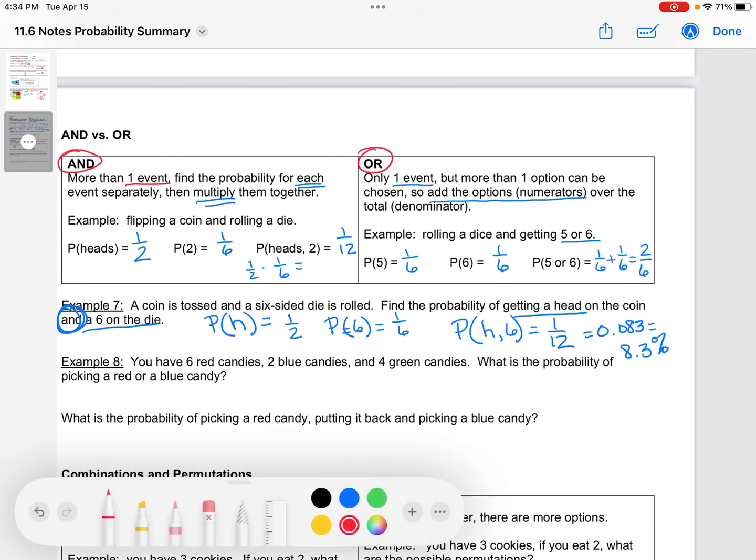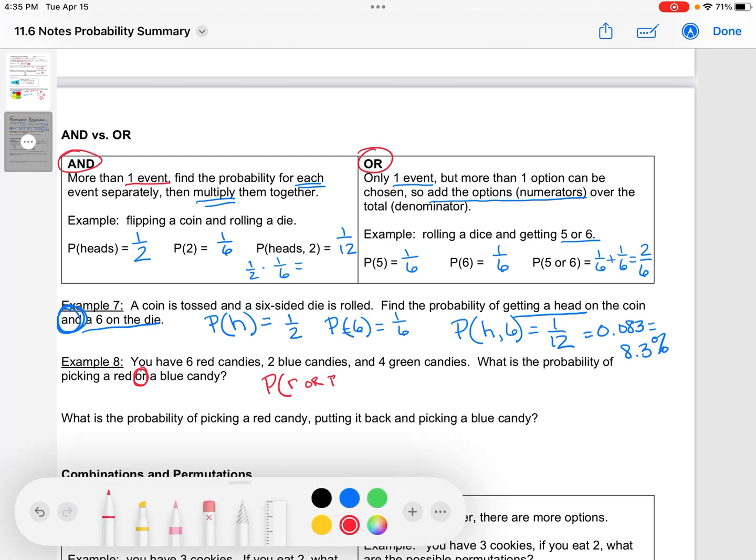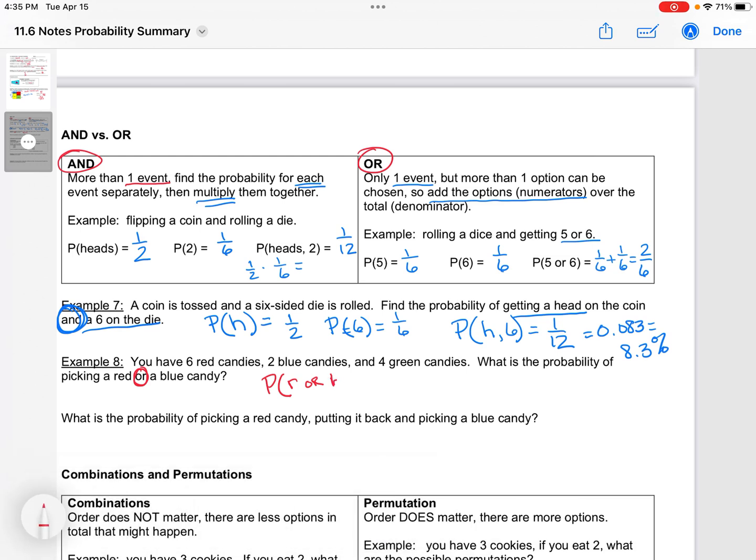Okay. So here's one where we have an or. So this one we should have a more likely chance. First of all, our total amount of candy is 12. So the probability of red or blue, I wasn't going to use the big B, but let's just use a little b. That's going to be, red is 6 out of 12.